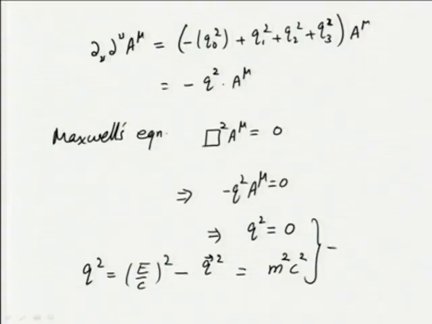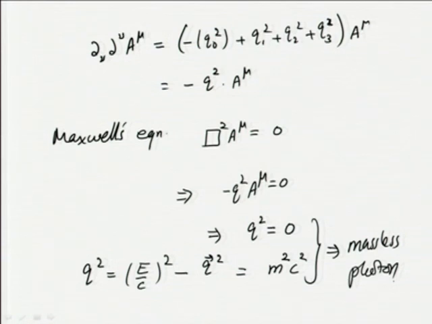Of course, you can ask the question: this was in the case of A^μ satisfying the Lorentz condition. What about if I consider A^μ which is not divergenceless? Then can I still interpret this as the photon with mass equal to 0? So this essentially gives you a massless photon.